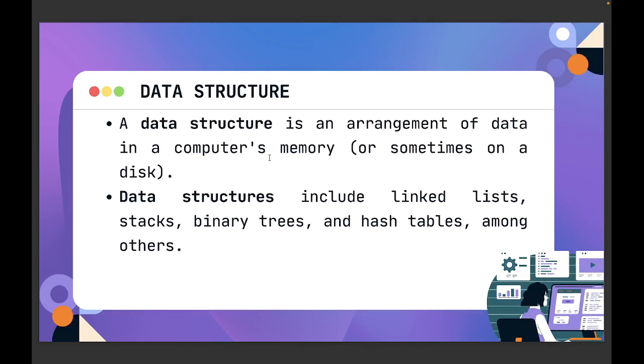Now, as a definition, a data structure is an arrangement of data in a computer's memory or sometimes on a disk. Data structures include linked lists, stacks, binary trees, and hash tables, among others. So, think of data structure as something stored in our computer, and this is how we sequence the storing of data. For example, if you save images or text in a particular storage, of course, you will know that it is saved. The question is, how was it saved?